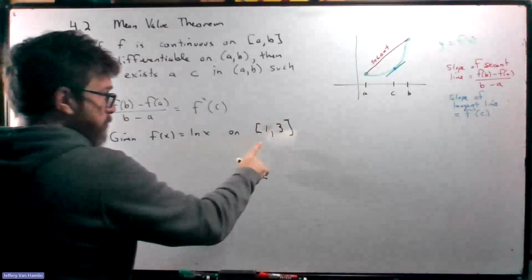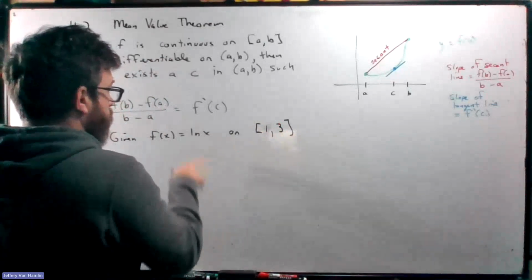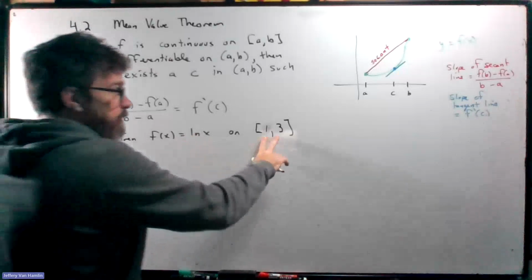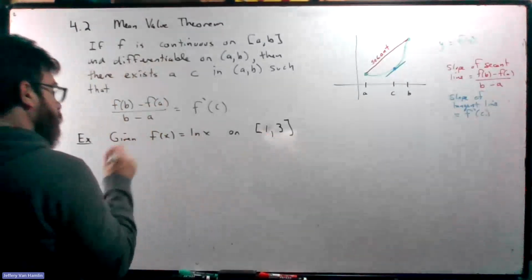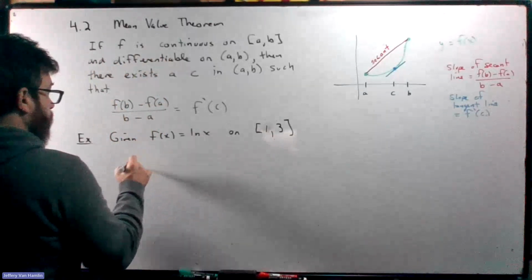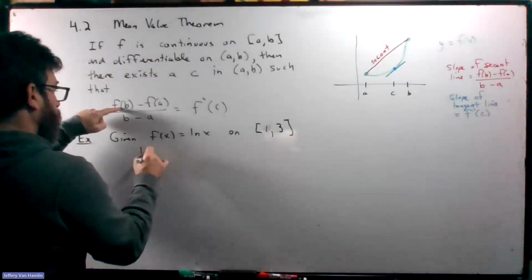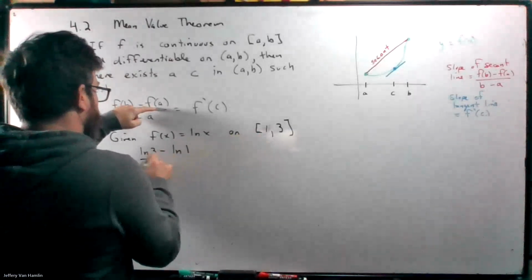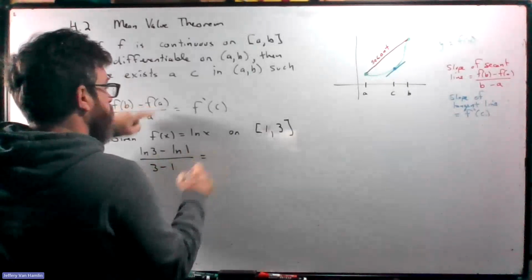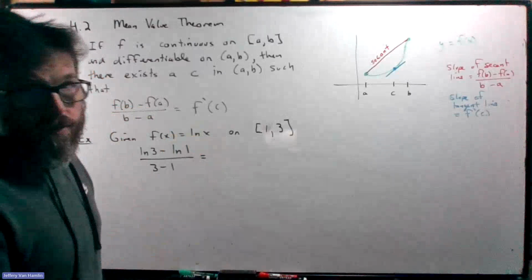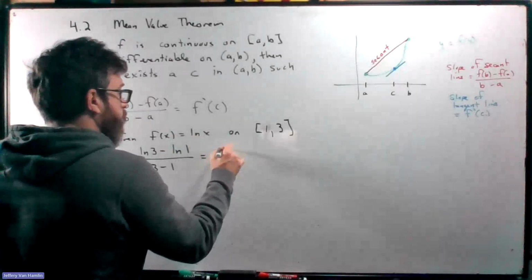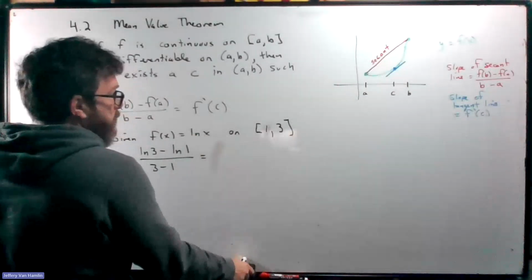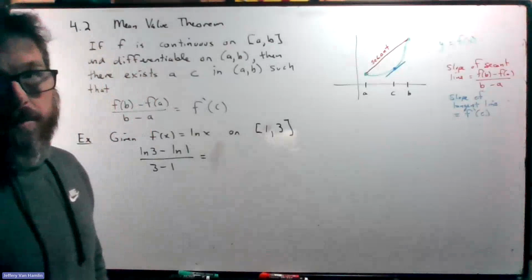So that means somewhere between 1 and 3, the slope of the tangent line is going to be equal to its average rate of change from 1 to 3. The average rate of change is f of b, so f of 3, log of 3, minus f of a, log of 1, all over 3 minus 1, and that is equal to the derivative at some value c. I'm going to say f prime of x, though you should probably say f prime of c, and when I solve for x, that'll be my c value.